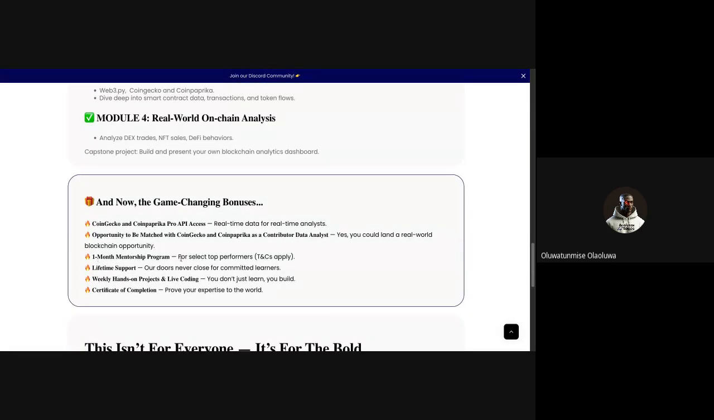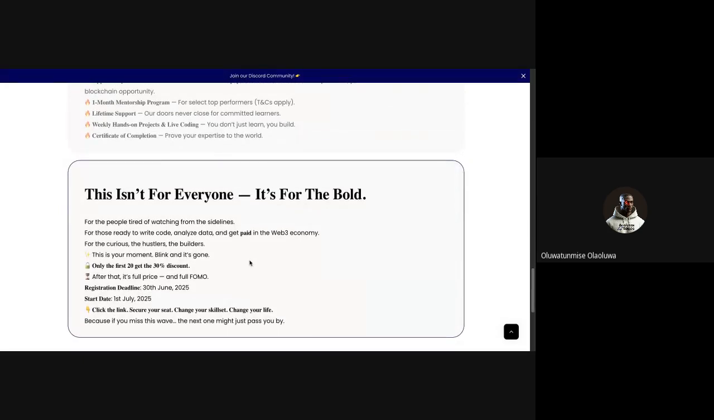Here you have a 1 month mentorship program for selected top performers. So it's not for everybody. Don't say, oh, you told us that we have 1 month. No, it's only for serious people. So far you start the course and you finish the course with us, you finish the Capstone project, you will get 1 month mentorship, you will get a certificate of completion. All this additional bonus is only for people who finish what they started. And it's that simple.